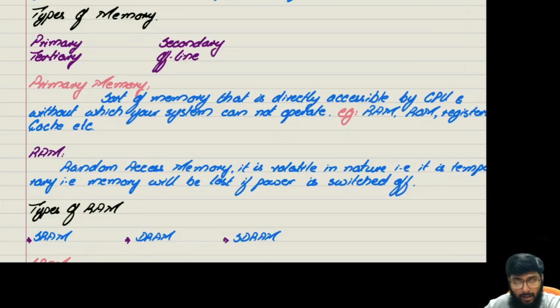We'll be learning about each of them one by one. Then it comes to the secondary storage device. Now when it comes to the secondary storage devices, so secondary storage devices are those type of storage devices without which your system can operate, but not with 100% efficiency.